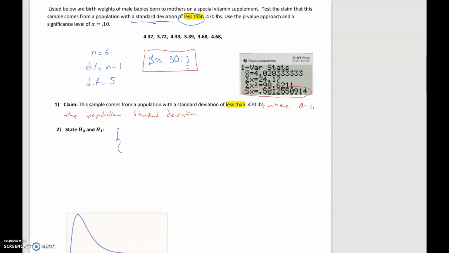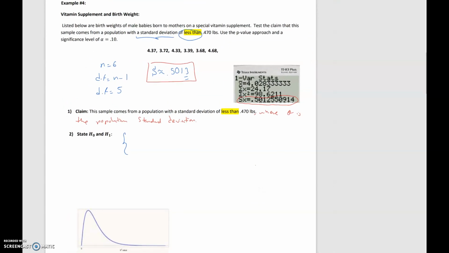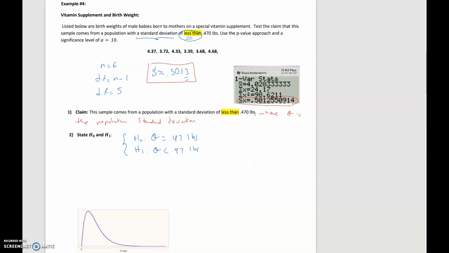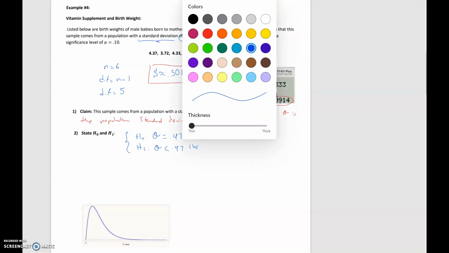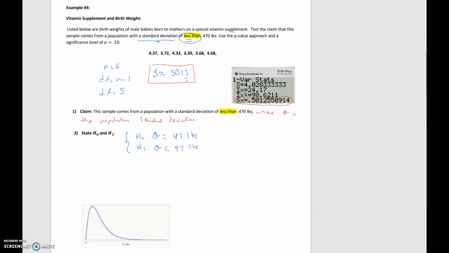And then our hypotheses are actually going to look as follows. Since it's a claim of less than, we could rewrite our H0 as sigma is equal to 0.47 pounds, and then your H1 or HA, sigma is less than 0.47 pounds. The other part that I wanted to mention before we go into calculations is that they want us to use the p-value approach. So on the p-value approach, we have to state the claim, we have to state H0 and HA, and then from here, we jump directly to the test statistic.